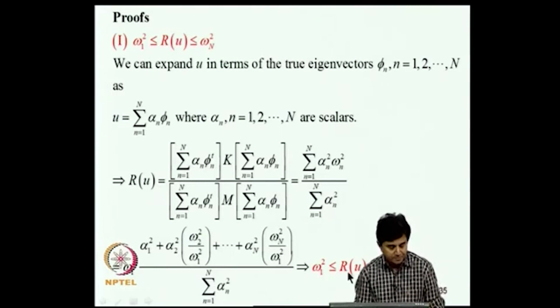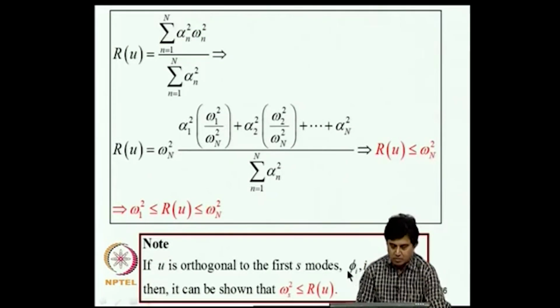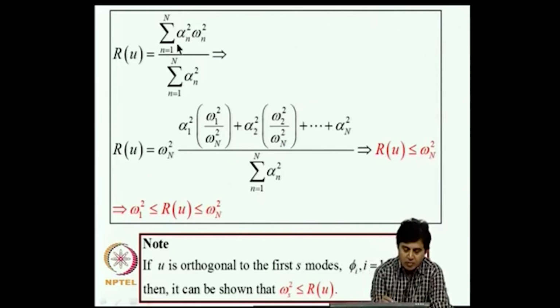Now, to get the other bound, I will pull out the last frequency outside and divide all other terms by omega n square. So, this multiplier will be 1. Now, by the same logic, all these numbers inside this bracket will be less than or equal to 1. So, consequently, this bound emerges. So, we get this result that Rayleigh's quotient is bounded between the first eigenvalue and the last eigenvalue.